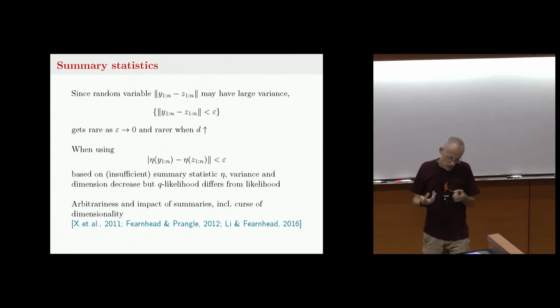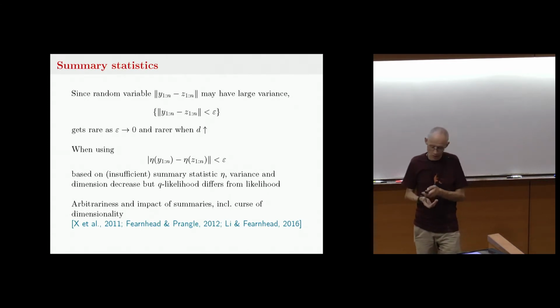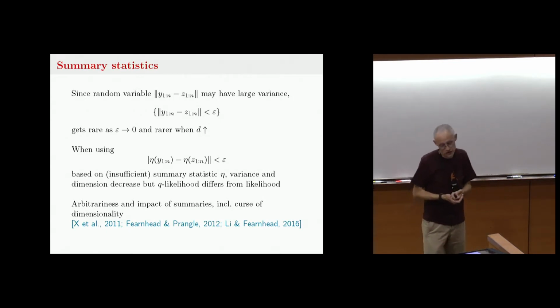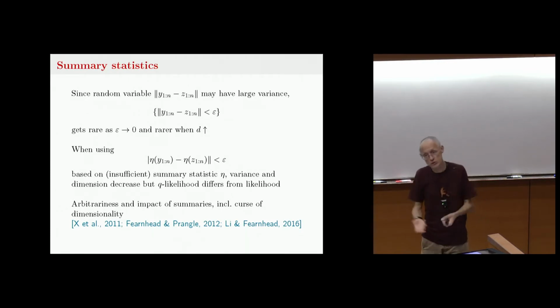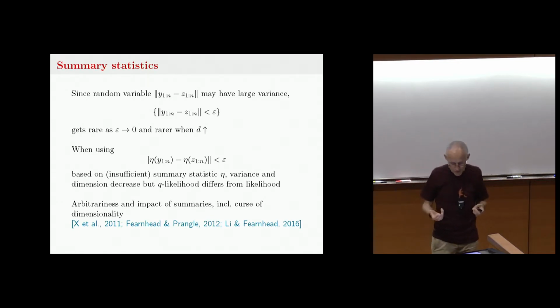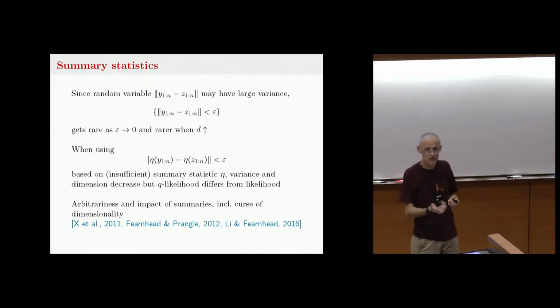So in complex models, just looking at the difference between the data and the simulated data, whatever the meaning of that norm, leads to computational difficulties or inferential difficulties. That is, epsilon is too large, we are too far from the posterior, so we don't exploit correctly the information contained in the data, and so we are running a poor inference.